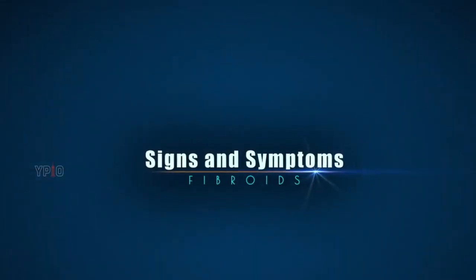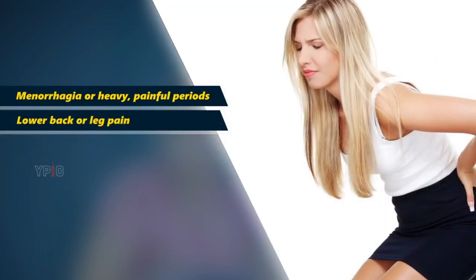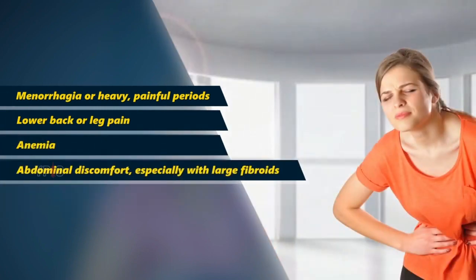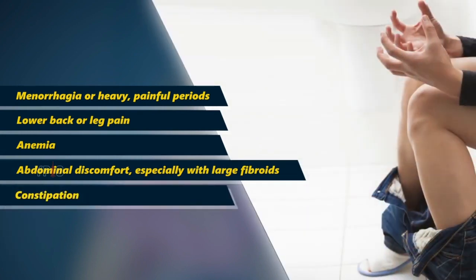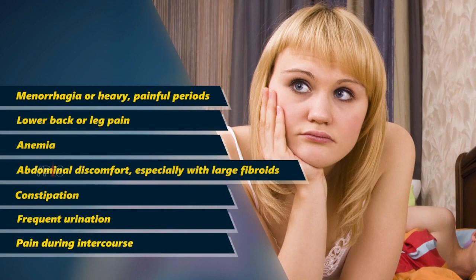Signs and symptoms. The common signs and symptoms of fibroids include menorrhagia, or heavy painful periods, lower back or leg pain, anemia, abdominal discomfort, especially with large fibroids, constipation, frequent urination, pain during intercourse.